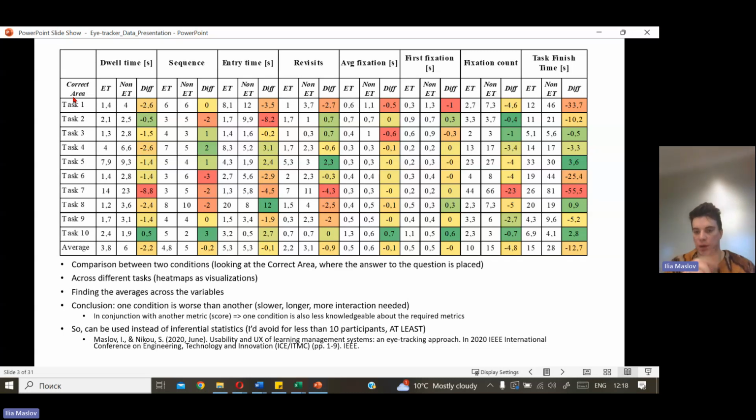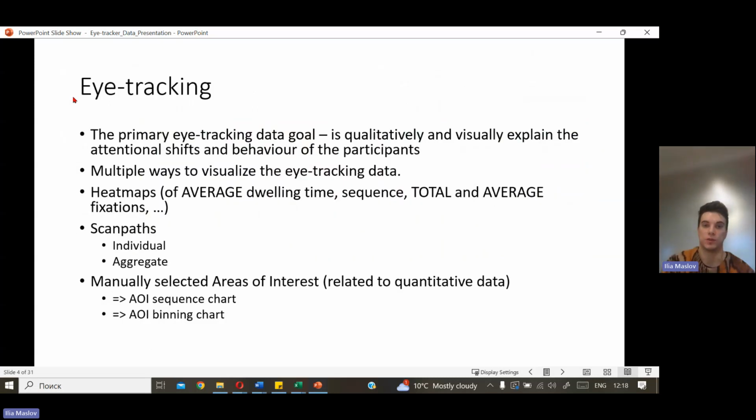I'm going to show you later the visual analysis. Because this is just the statistics. These are the numbers, but then you have the more important part, which is visual analysis of the paths. And that's what I see here. So the primary goal is to qualitatively and visually explain the attentional shifts and behavior of the participants.